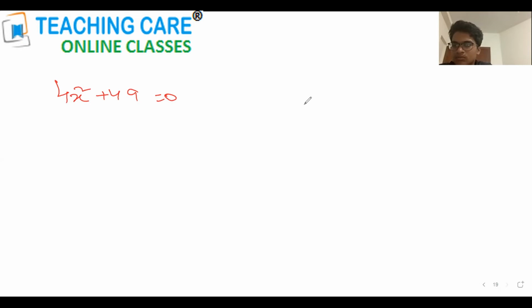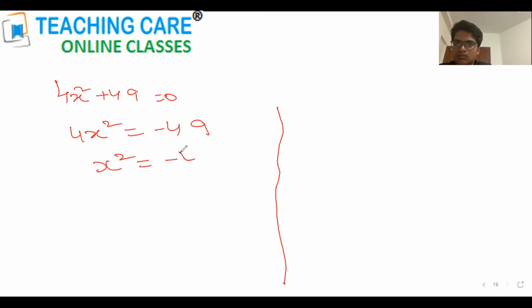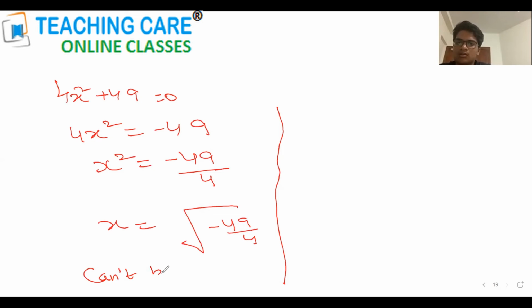One minute. I'm not able to draw a line here. Okay, first one. Taking 49 to the right side, it will become minus 49. X square will become minus 49 by 4. And x will become under the root minus 49 by 4. Cannot be solved.